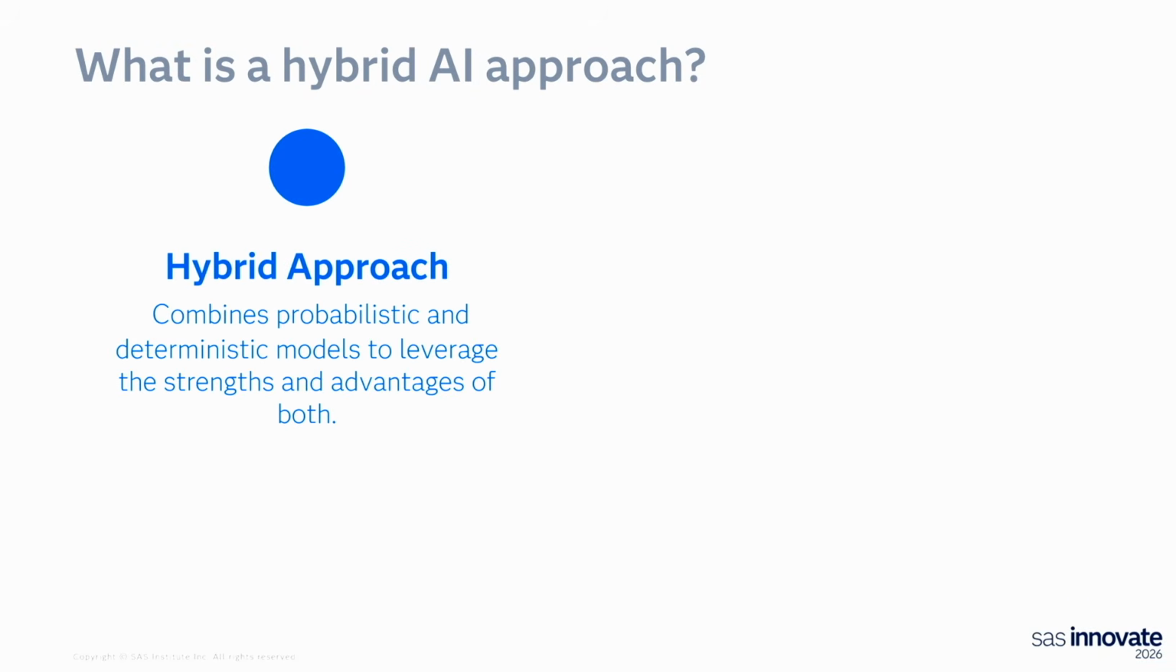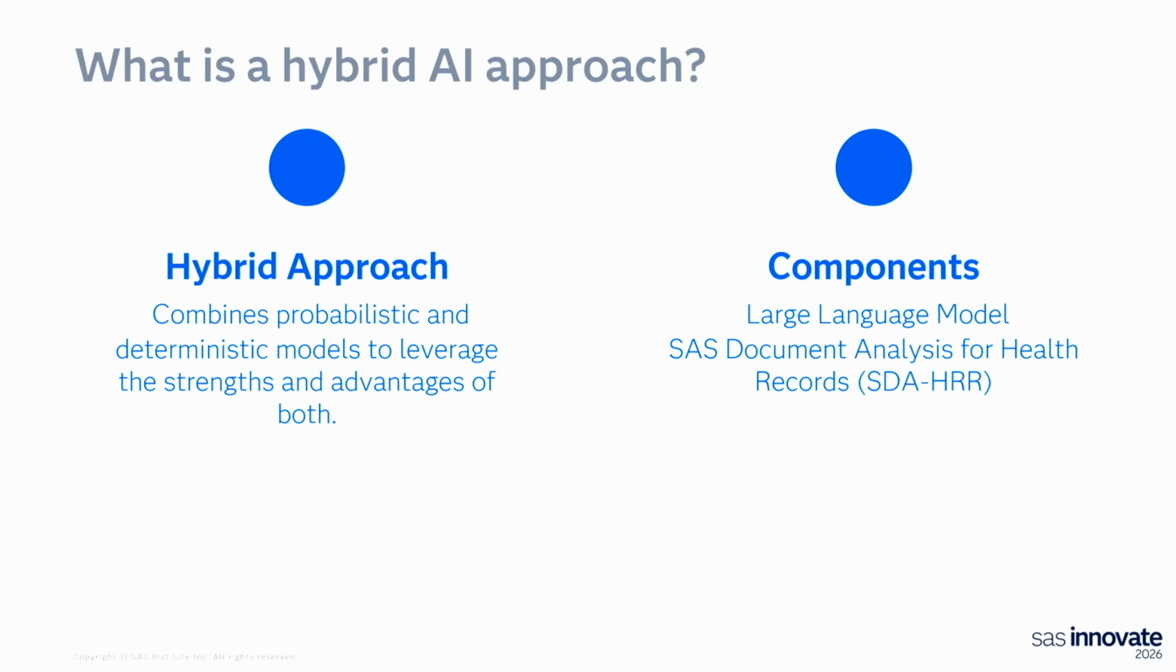I'm talking about a hybrid approach, so I should probably define what I mean by that. By hybrid, I'm talking about using probabilistic and deterministic models to take advantage of both of their properties. The components I'm going to talk about today as part of this demonstration are a large language model and a product we call SAS Document Analysis for health records.